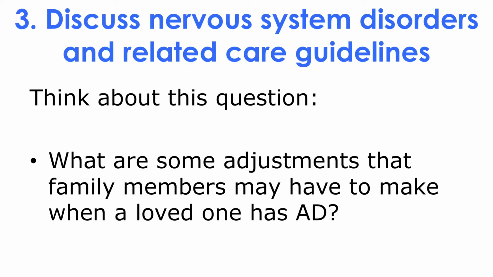So what other adjustments may family members have to make when a loved one has Alzheimer's? Let's say, for example, you have an uncle who has Alzheimer's disease. What kind of adjustments can the family as a whole make in order to adjust?